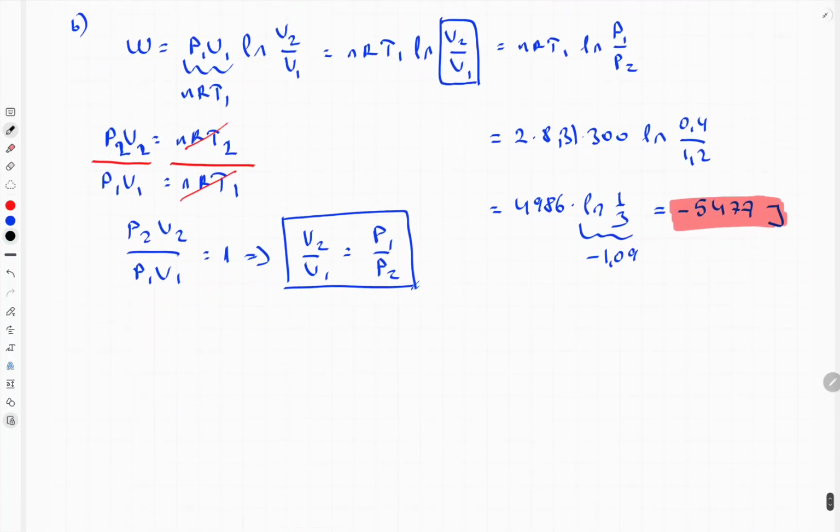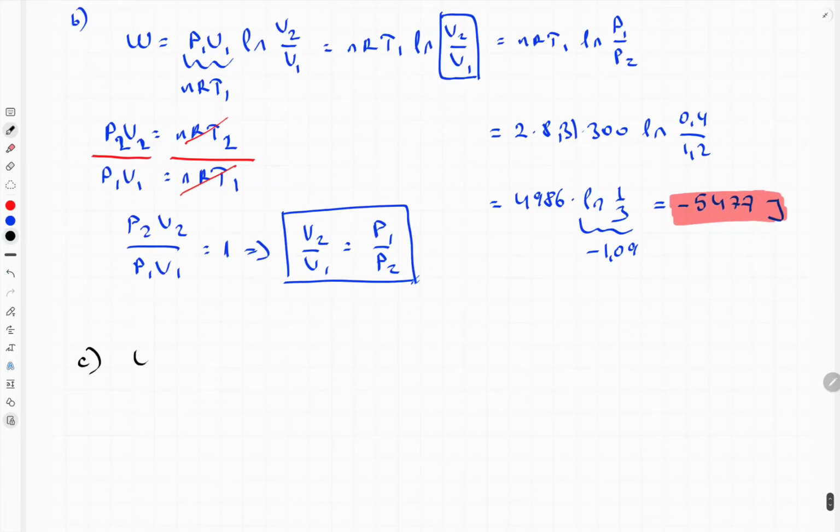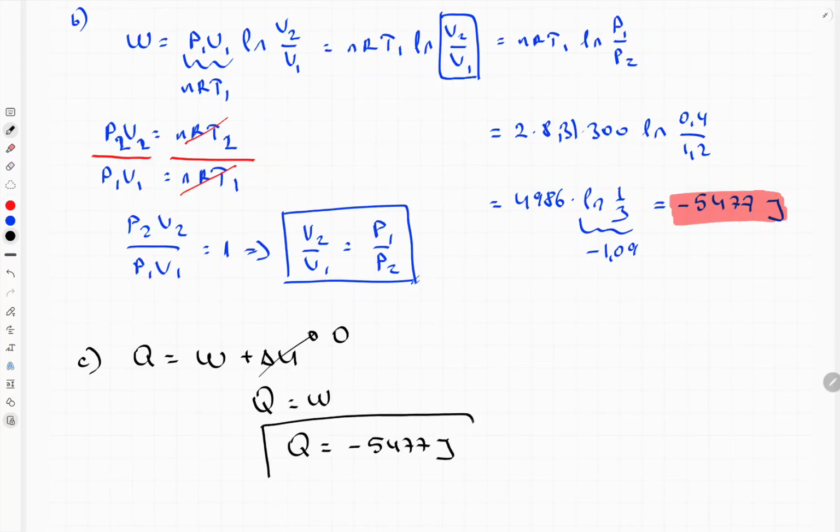Now, last part, we should find the heat. Heat equals work plus the change in internal energy. The change in internal energy equals 0 because it's an isothermal process. So it means heat equals work, which means heat equals negative 5,477 joules. It means heat was taken from the system. The system is losing heat.